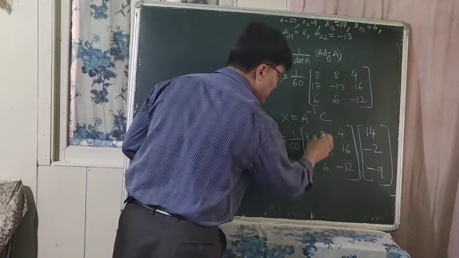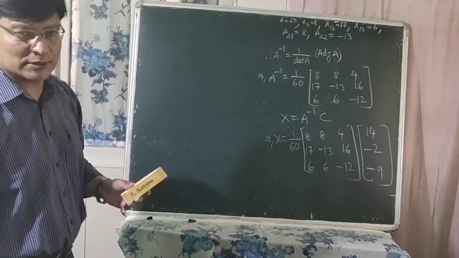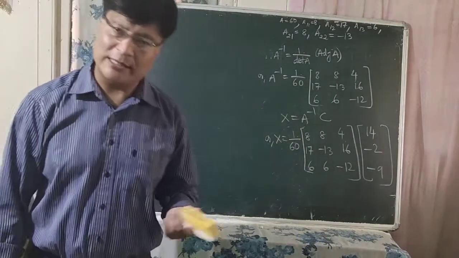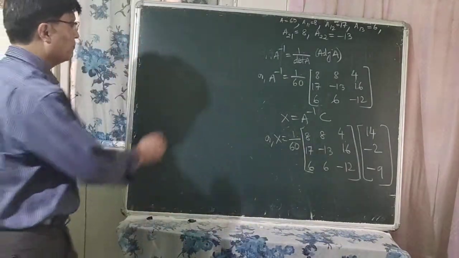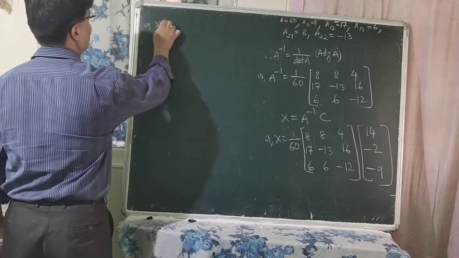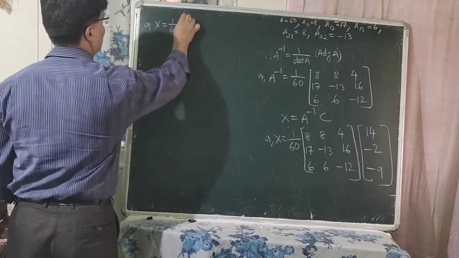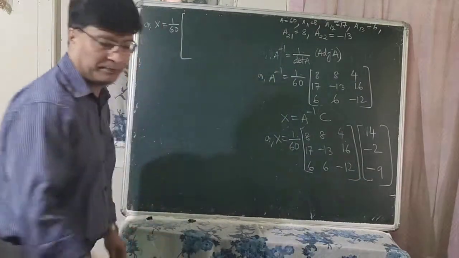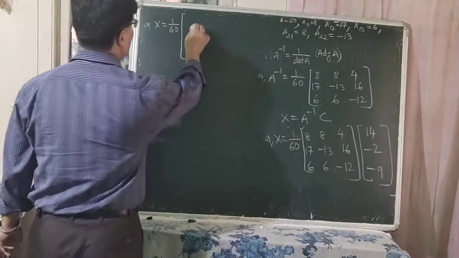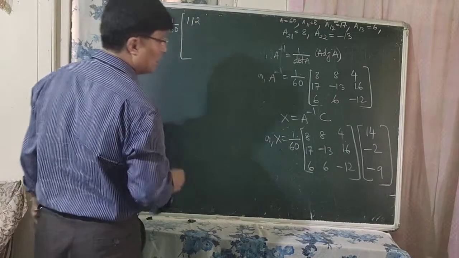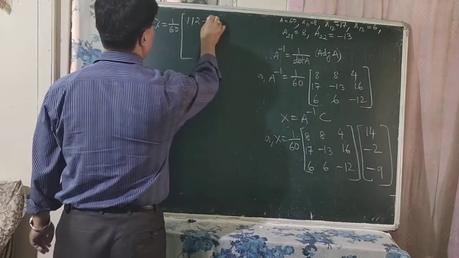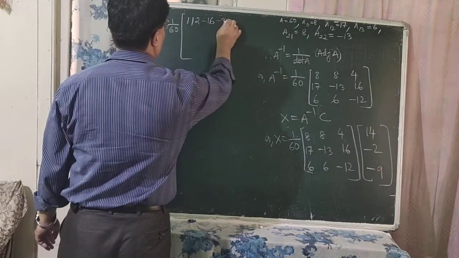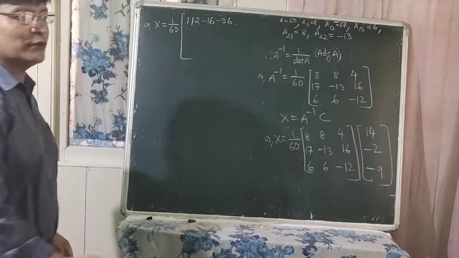For the first matrix, you have to consider the number of columns, that is 3. And for the second matrix, you should consider the number of rows, that is 3. They are equal. That means you can multiply them. So capital X is equal to 1 upon 60. Now multiply the two matrices. First row by first column. 8 into 14: 8 fours are 32, 8 ones are 8, so 112. Then minus 16 into the corresponding 1, minus 16, then minus 36. Is that clear to all of you?